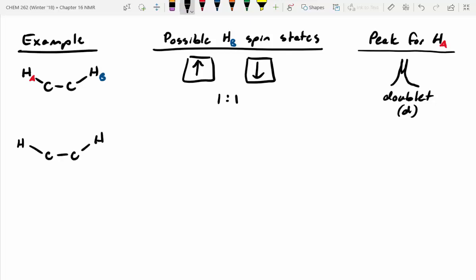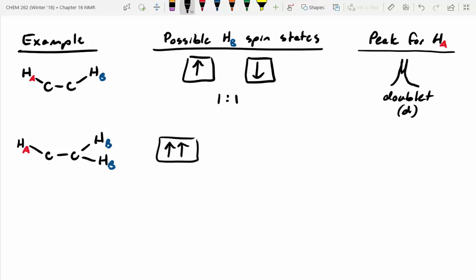So this time we're going to have two HBs. I'll draw these HBs right here. I've got HA right here. Now we have to think about the set for HB. There's two protons in that set. They both could be spin up. That's one possibility. So in this set, I'll put them in a box.